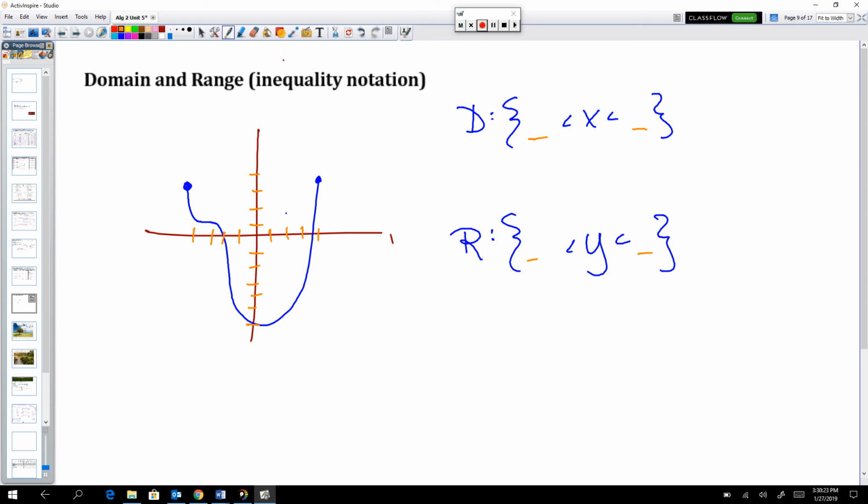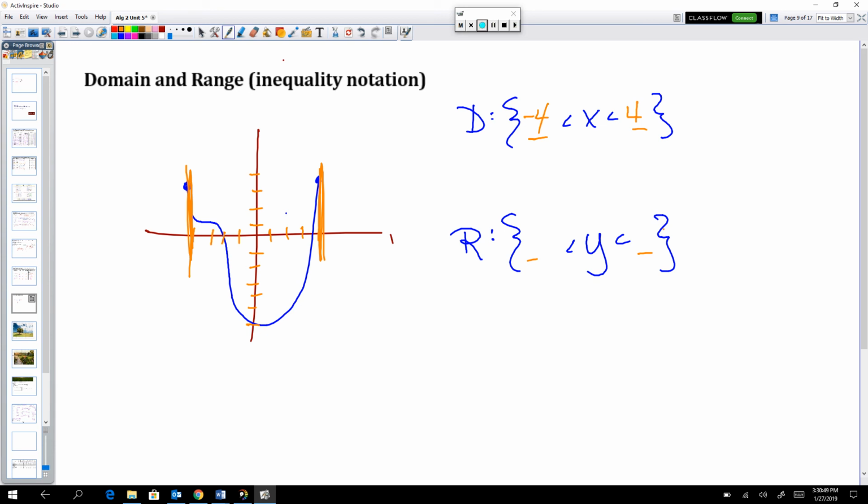So domain, of course, is x values, so we look left to right and count how wide this function is. This function goes all the way down to -4 and up to +4, right? It stops here and here. So the domain of this is -4 is less than x is less than 4. That's how you would state the domain in inequality notation for Desmos.